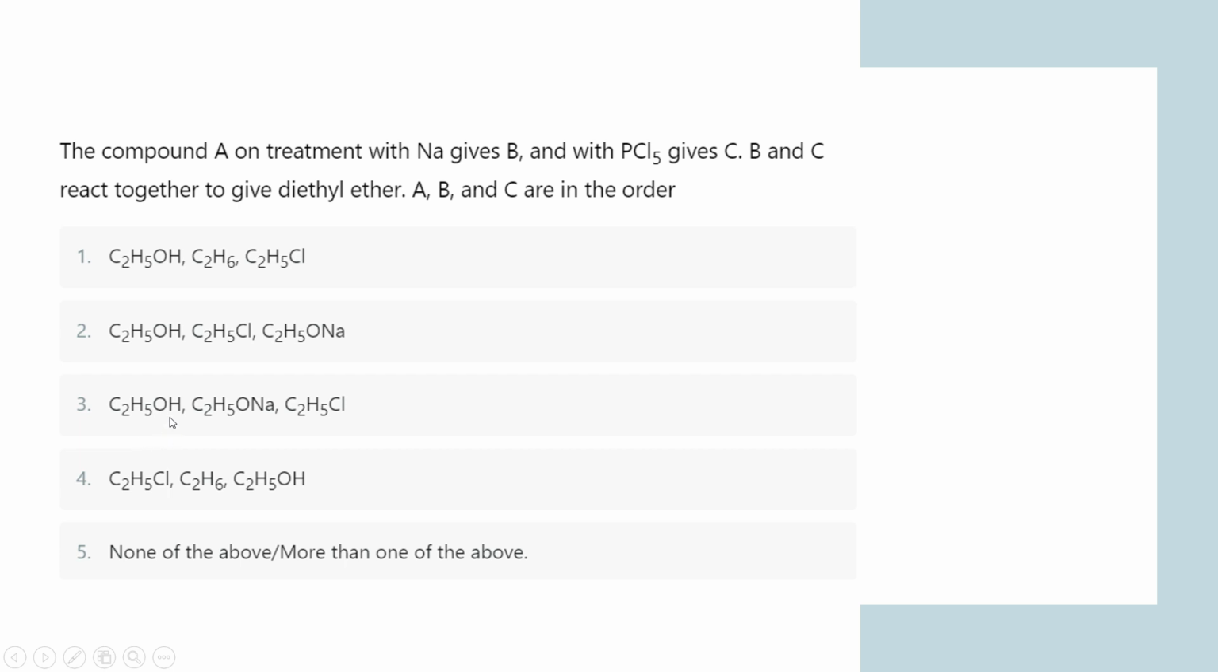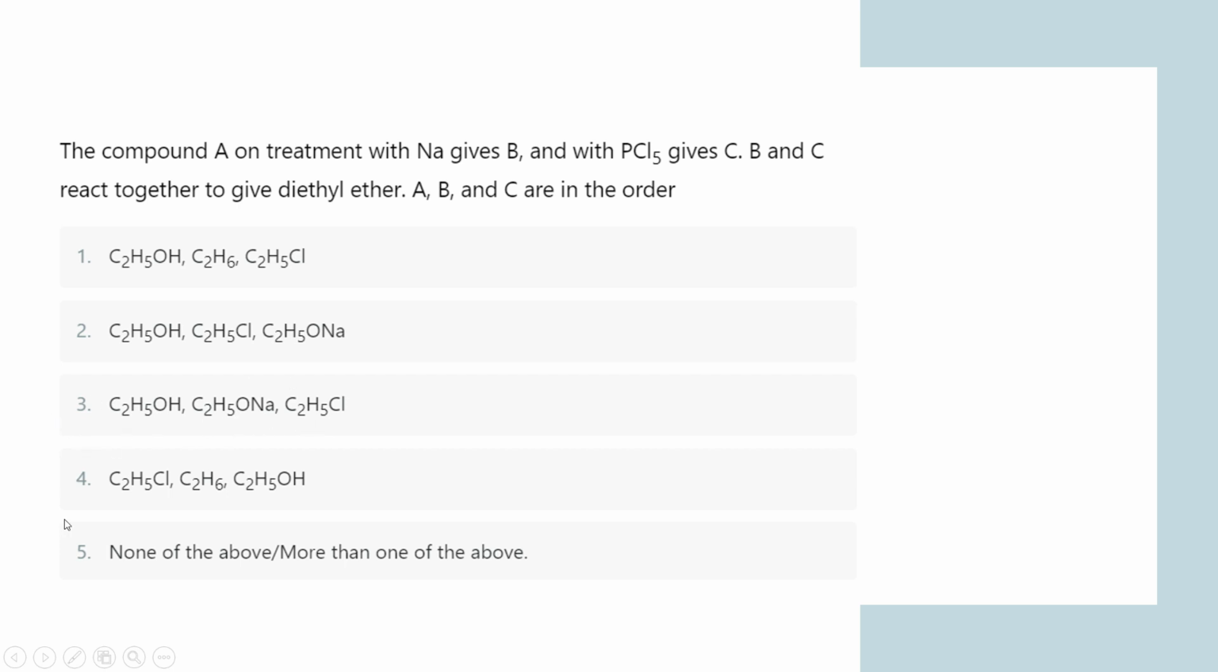Yes, if we treat ethanol with PCl5, it gets chlorinated, that is, we get alkyl halide, and PCl5 is widely used for synthesis of alkyl halides. Okay, that is well known. So we can see that option 3 has given all the three compounds correctly. On treatment of A with sodium, we are getting this product as B, and on treatment of A with PCl5, we are getting this product as C. So yes, option 3 is correct.